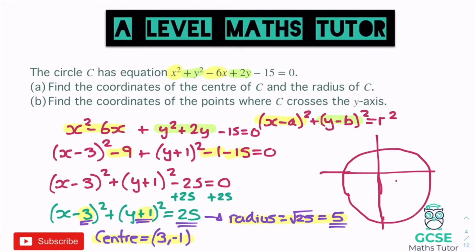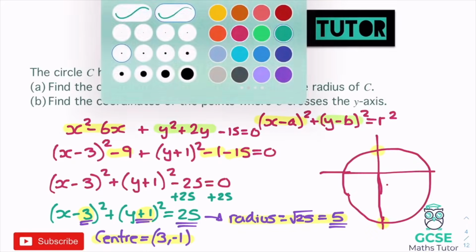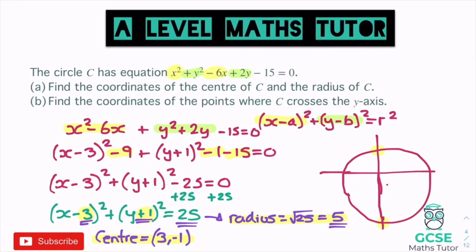Let's get rid of that centre point because that really does not make it look good. There we go, let's imagine the centre, 3, minus 1. Not to scale. But we have these two coordinate points where it crosses through the axes, here and here. Now the logical thing about this question is that for any point on the y-axis, the x coordinate is always going to be 0. So effectively, if we want to know what the y coordinates are where it crosses through the y-axis, all we have to do is sub in x equals 0.